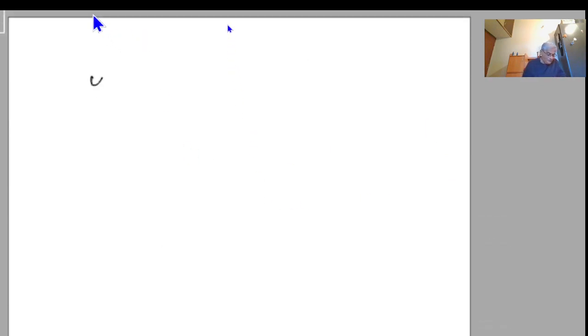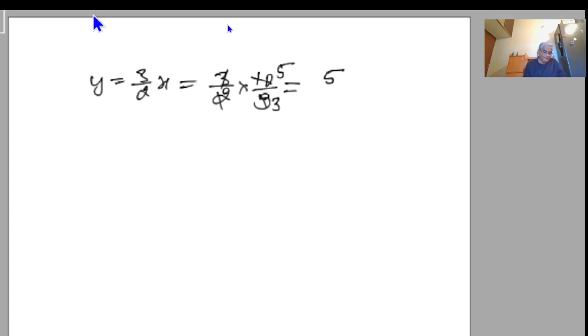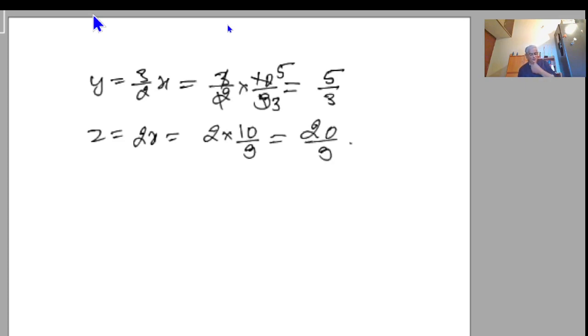So here we have y equal to 3 by 2 into x. This is equal to 3 by 2 into, what is x here? x is 10 by 9. This is equal to 2 into 1, 2 into 5 gets cancelled. 3 into 3, 3 into 1, 3 into 3 gets cancelled. This is our 5 by 3. And what is z? z is equal to 2 into x. This is equal to 2 into x is 10 by 9. This is equal to 20 by 9. These are the values of x, y, z.